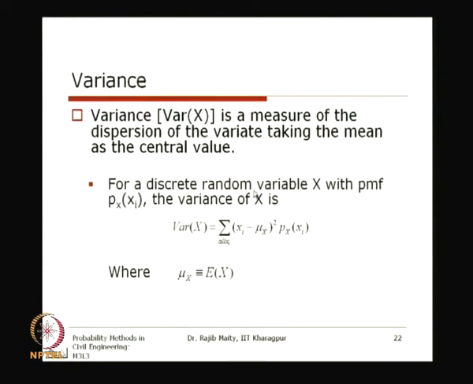For a discrete random variable x, with PMF Px(x), the variance of x is equal to the summation of (xi minus mu x) squared multiplied by Px(x). So, this is the measure of this variance. I will just explain how these things come with the context of moments. Now, this mu x, as I told, is nothing but the expected value of that particular x.